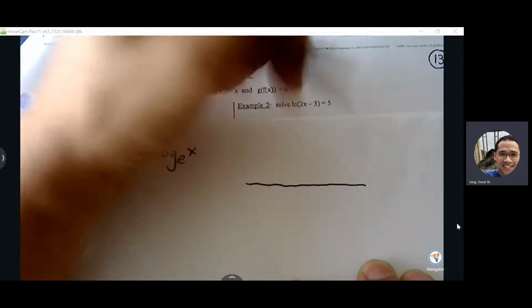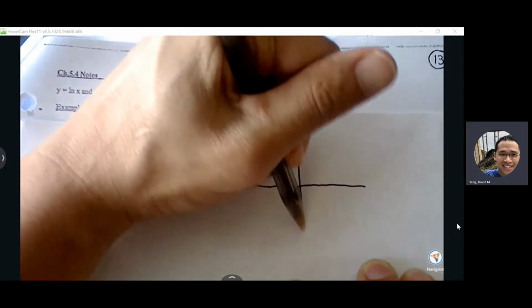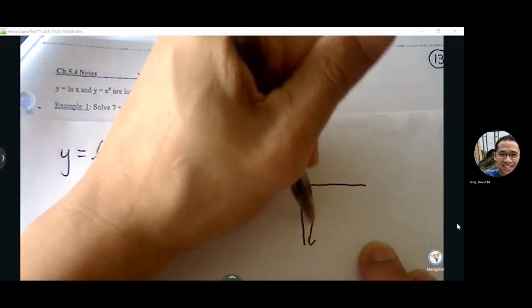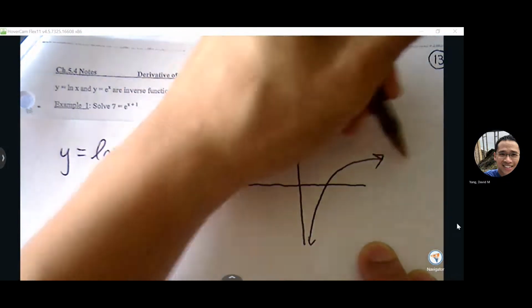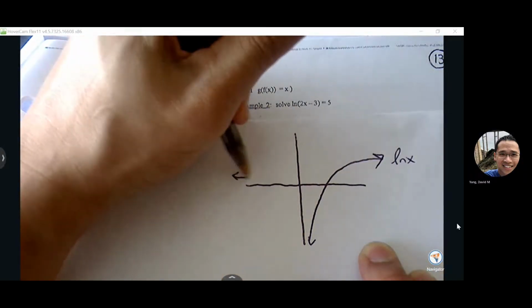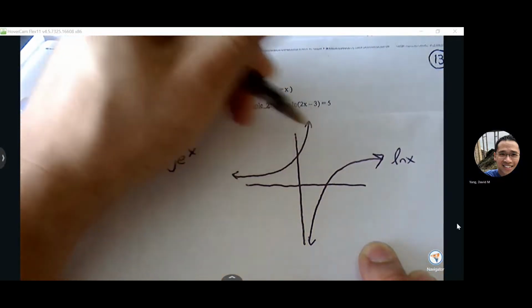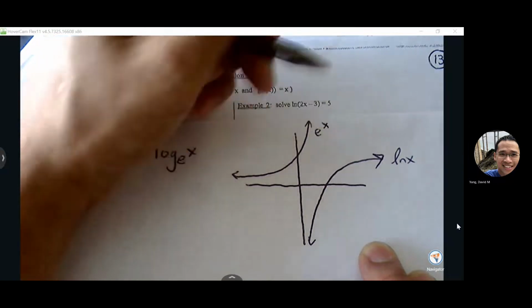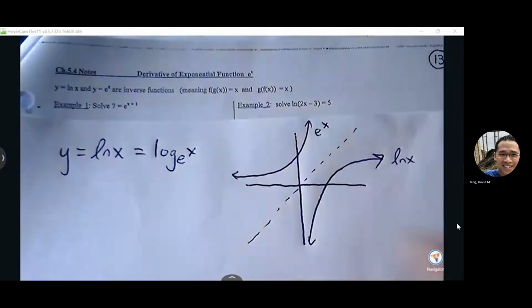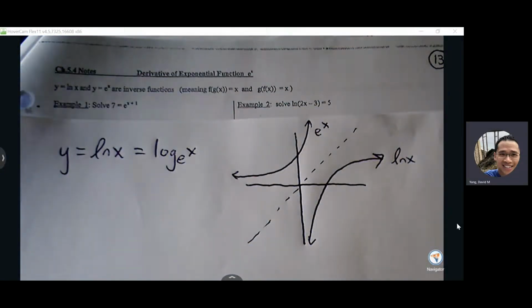Visually, you can also tell that natural log and e to the x are inverses of each other because natural log of x looks like this. And e to the x is an exponential function, looks like this. And the two graphs, we can imagine folding across the diagonal line and the two graphs overlapping each other.